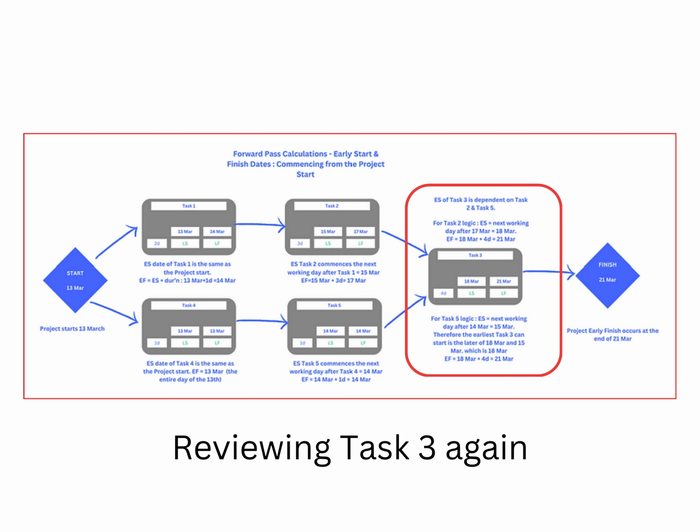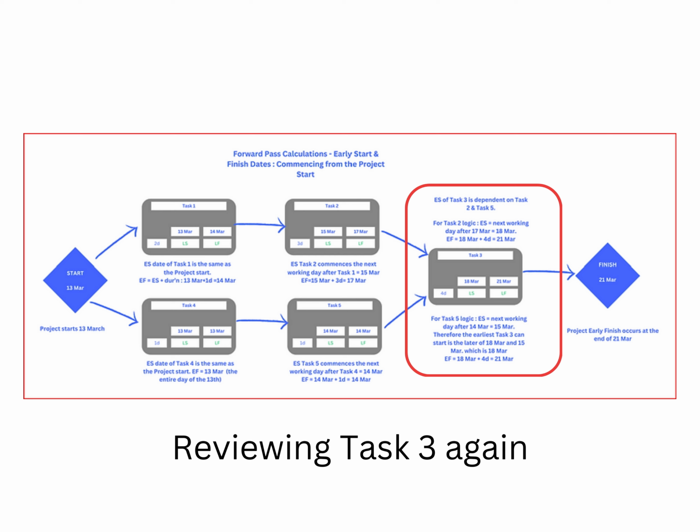Let's look at task 3 again, as it has 2 predecessor tasks, task 2 and task 5. The early start of task 3 is the later of task 2 early finish or task 5 early finish. In this instance, task 2 early finish was the 17th of March at 4 p.m. and the 14th of March at 4 p.m. for task 5. Therefore, the early start of task 3 is driven by the completion of task 2, being the 17th of March at 4 p.m.